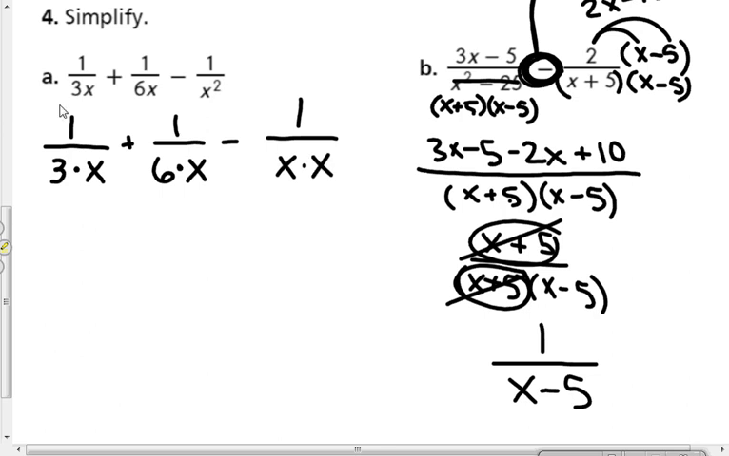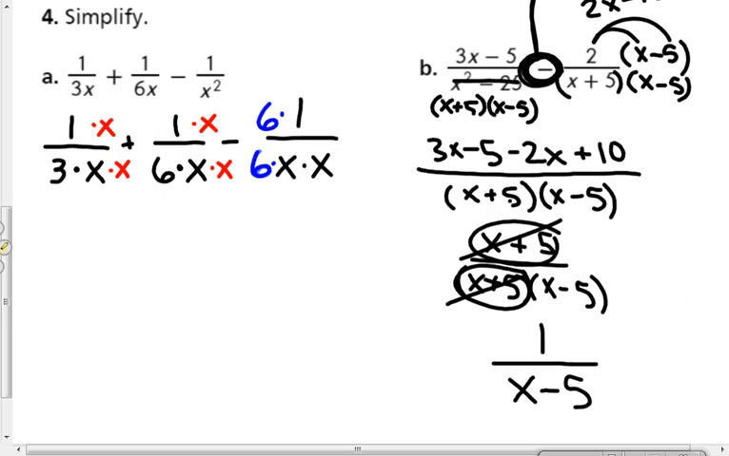So this has a 3 times x, 6 times x, x times x. Well, they all need 2 x's. So this needs a times x, times x, times x, times x. And we're almost there. This one's x times x. This one's 6 times x times x. So what does this fraction need? It needs a 6. So I'm going to multiply 6 on top, 6 on bottom.